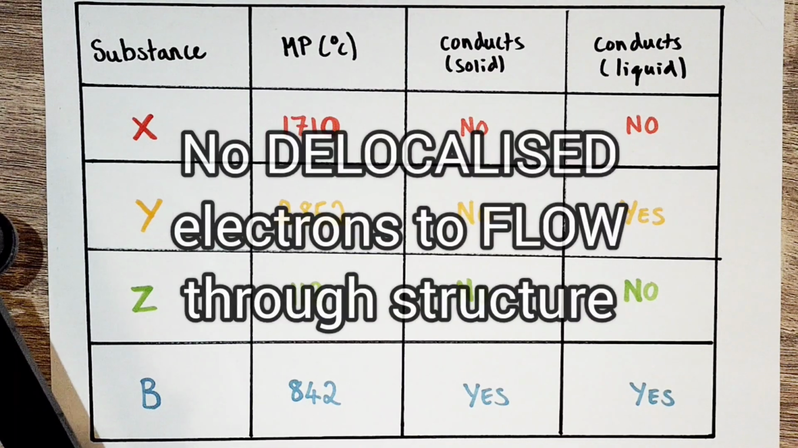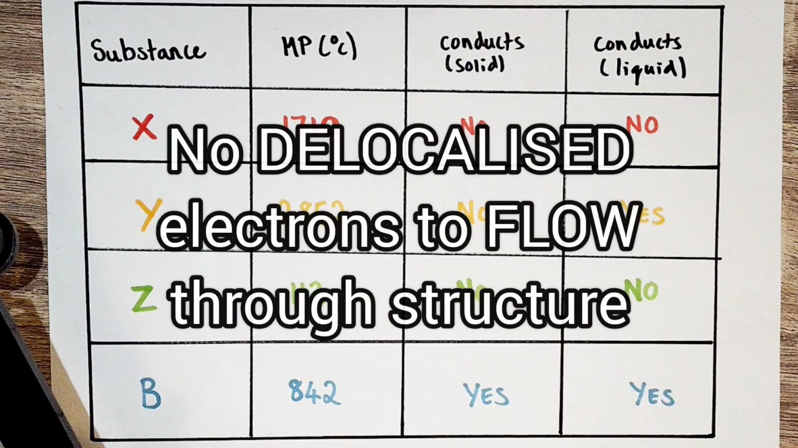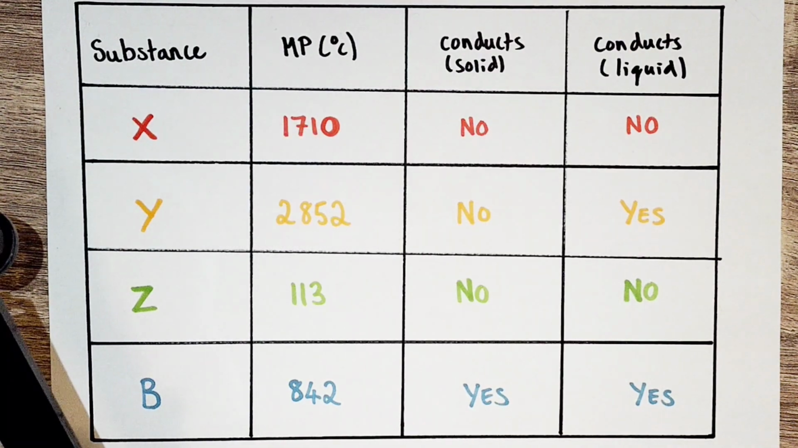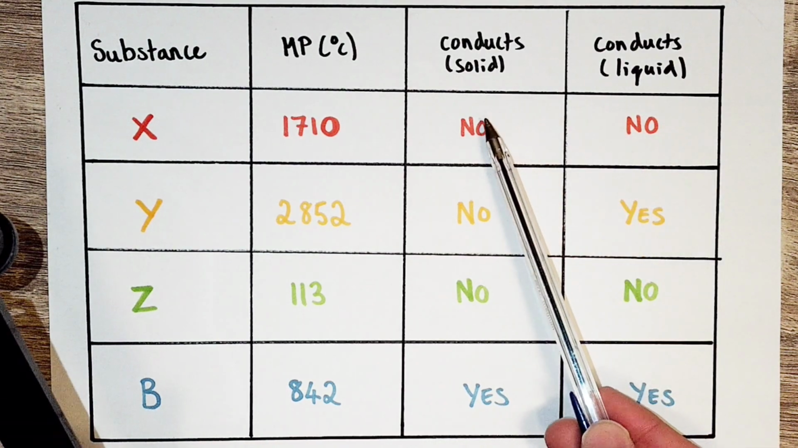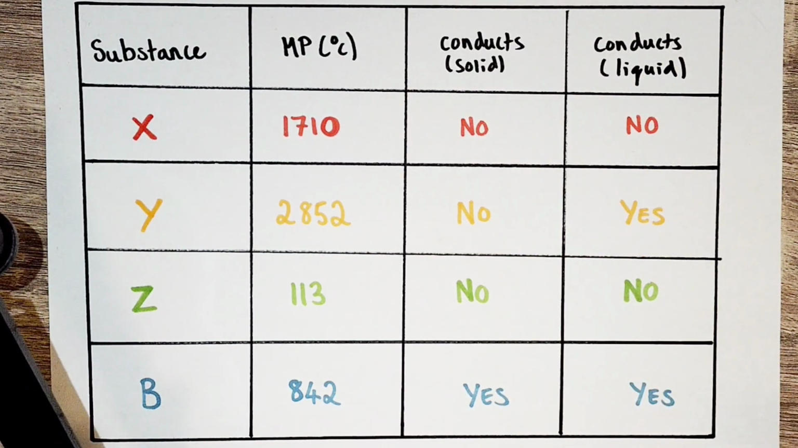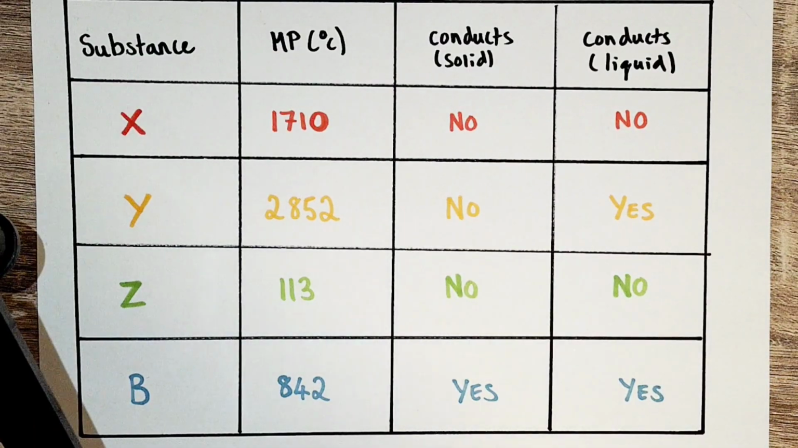And because it has no delocalized electrons within that structure, all of the electrons are involved in the covalent bonding and being shared between the nuclei of atoms, there are no free moving delocalized electrons anywhere in the structure, so it cannot conduct electricity, as either a solid or a liquid, and therefore it must be a giant covalent lattice structure.